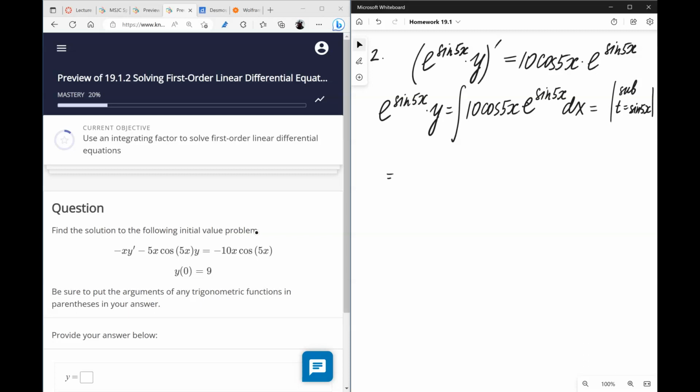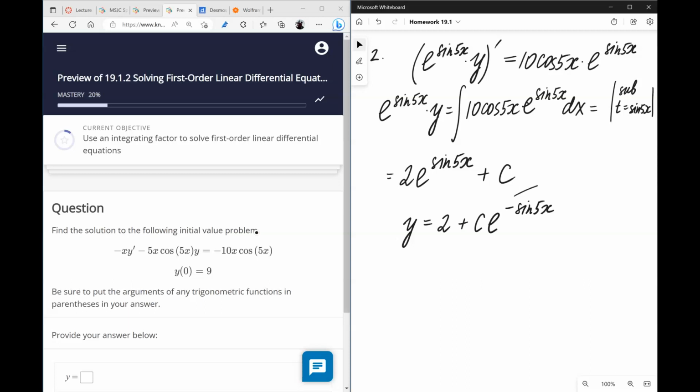Then dt will be cosine of 5x times 5. So we're going to have 2e to the power sine of 5x plus c. And to isolate y, we're going to divide everything by e to the power sine of 5x. So it's going to be 2 plus c e to the power negative sine of 5x.